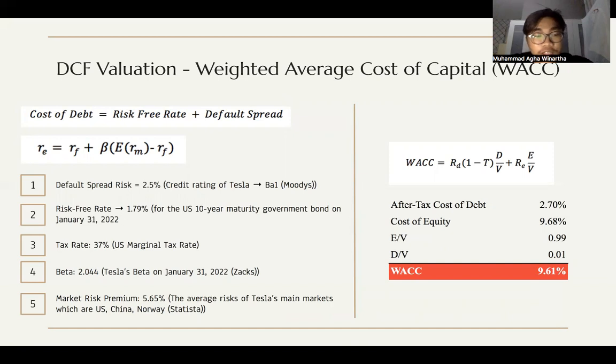And also the tax rate, 37%. It is the US marginal tax rate. And the beta of Tesla is about 2.044 according to Zacks. And for the market risk premium, 5.65%. We took this percentage from the average risk of Tesla's main markets, which are the US, China, and Norway. These components can simply be used in the formula, and then we can compute the WACC as 9.61%.